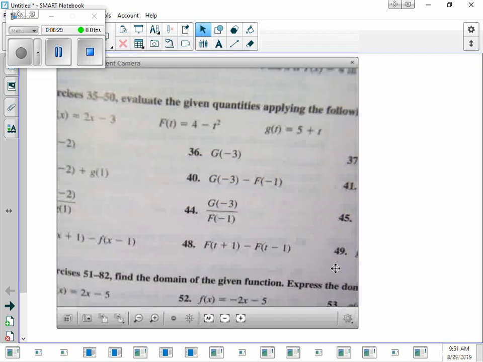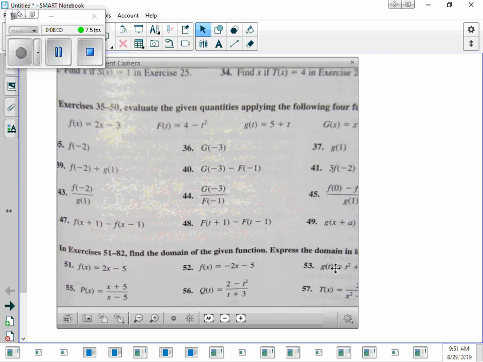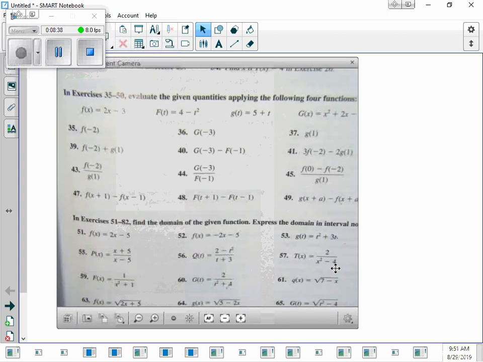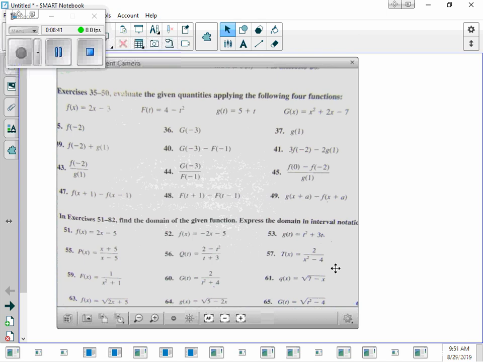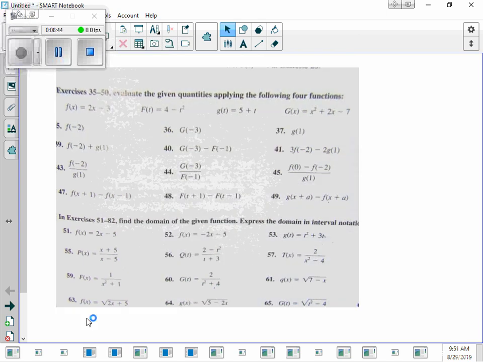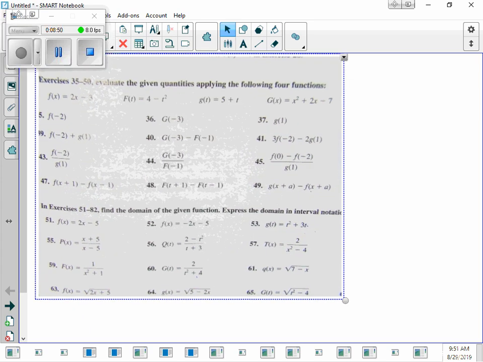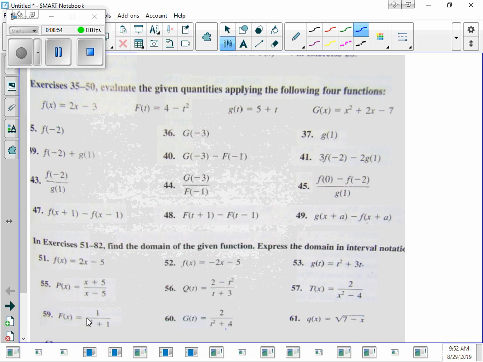Okay, on 35 through 49, you have a whole bunch of functions. Oh, can't quite see it. Let's see if I can make that a little bit bigger for you. Okay. We have the function f of x, f of t, g of t, and g of x.